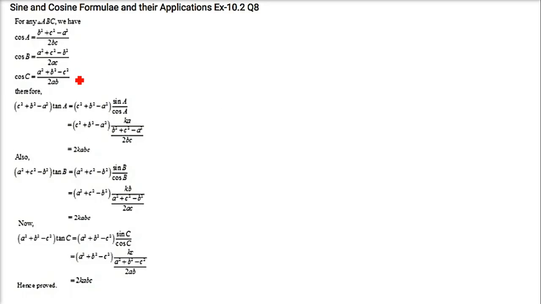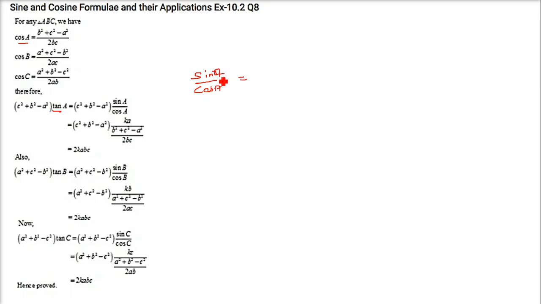Now here you have certain things like (c square plus b square minus a square) tan a, and this one (a square plus c square minus b square) tan b, and (a square plus b square minus c square) tan c. Now you have to show that all these three are equal. So here we are going to use the cos rule and sine rule. So cos a is what? This one. So this tan a we are going to write as sine a by cos a.